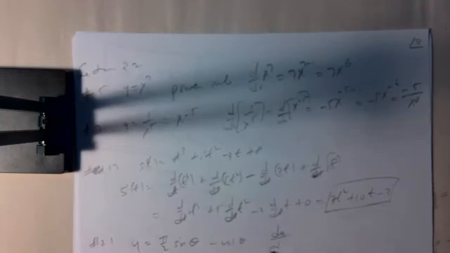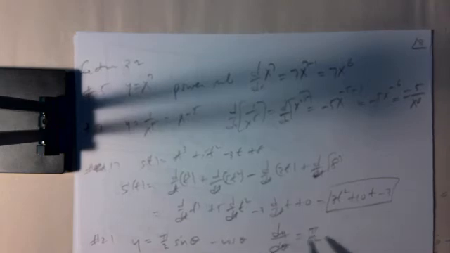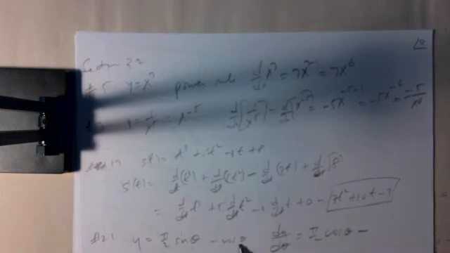Number 21, y is pi over 2 sine theta minus cosine theta. So dy d theta, right? Theta here is the variable. It's pi over 2 times the derivative of the sine, which is the cosine, minus the derivative of the cosine, which is minus the sine, and minus times minus is plus, plus sine theta.